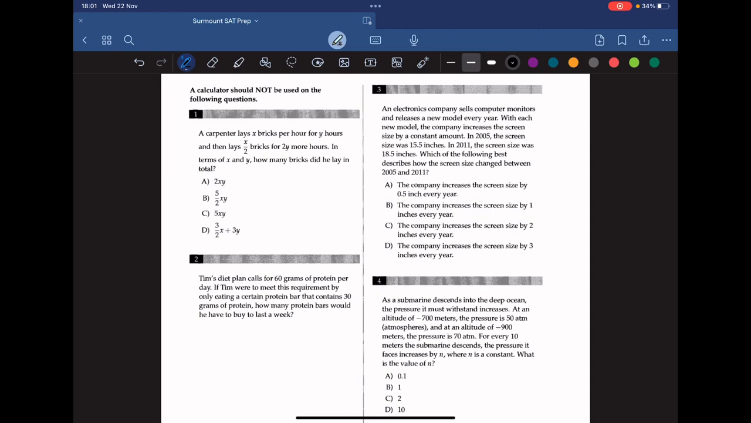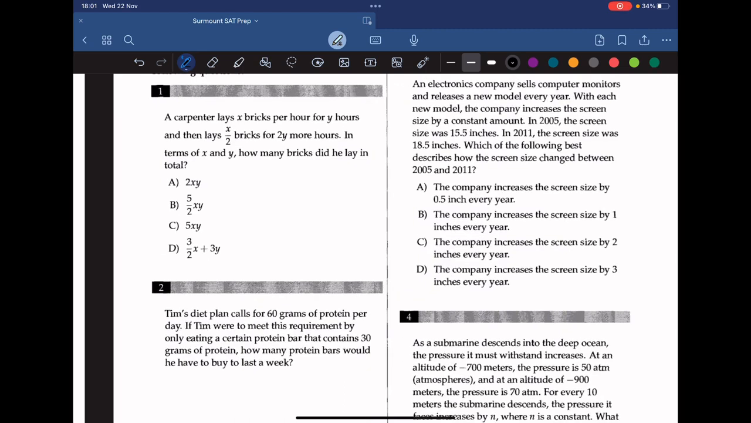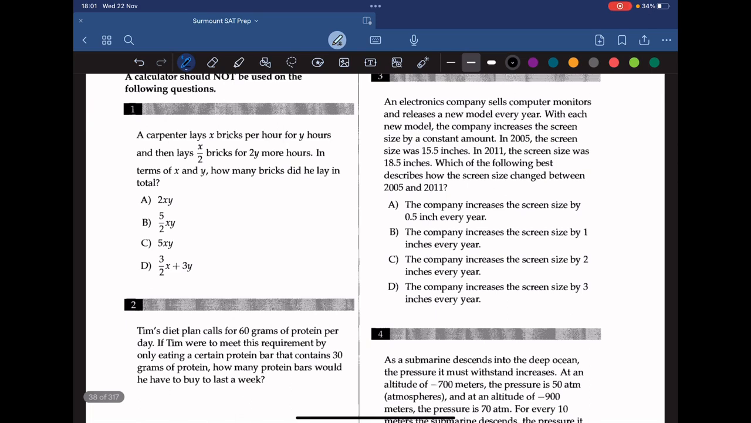Today we're going to tackle Chapter 5 of the College Panda math book, which is rates. So let's look at question 1. A carpenter lays X bricks per hour for Y hours, and then lays X over 2 bricks for 2Y more hours. In terms of X and Y, how many bricks does he lay in total?